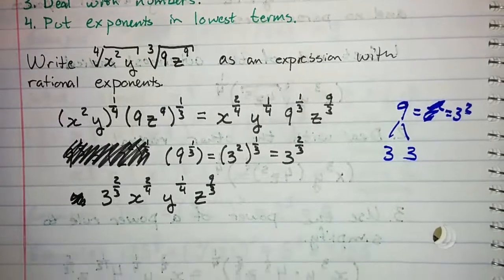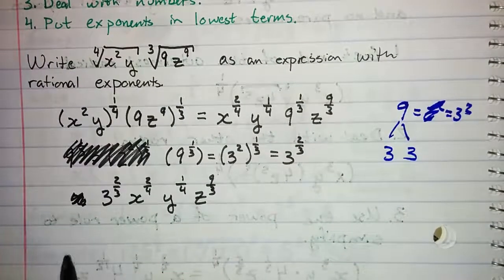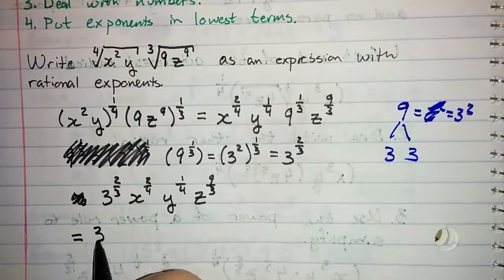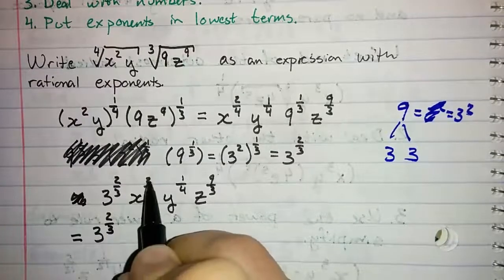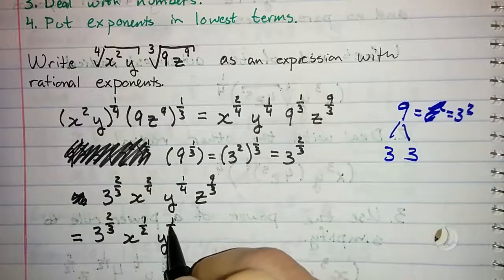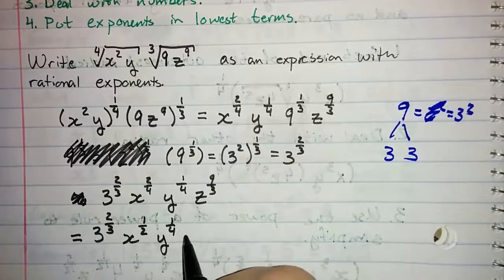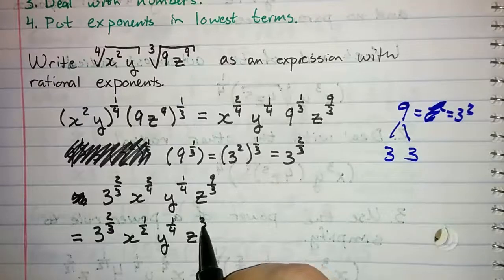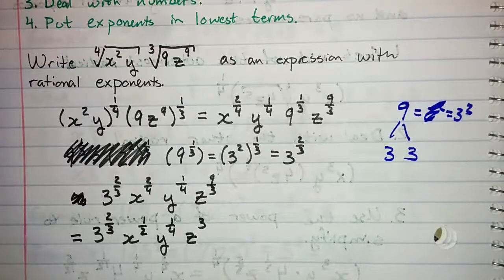And now I want to put every fraction in lowest terms. 2/3 is already there. 2/4 is the same as 1/2. 1/4 is already there. And 9/3, that's just 3. And so that's it. We're done.